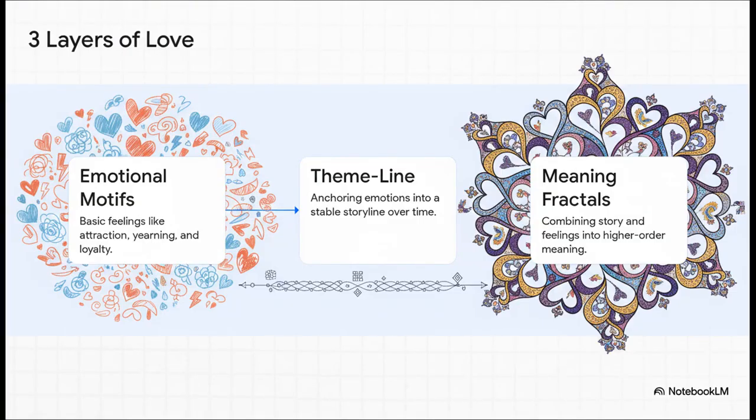Okay, so the BKM breaks love down into three basic layers. First, you've got the raw feelings, right? The building blocks. The model calls them emotional motifs. You can think of them like individual notes of music. Then it looks at how those notes get arranged into a melody over time. That's the story itself. And finally, it reveals how that melody creates what it calls a meaning fractal, which is the whole shebang, the complete complex symphony of the entire story.